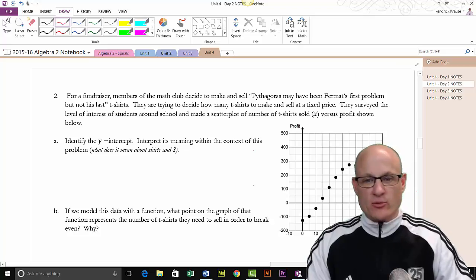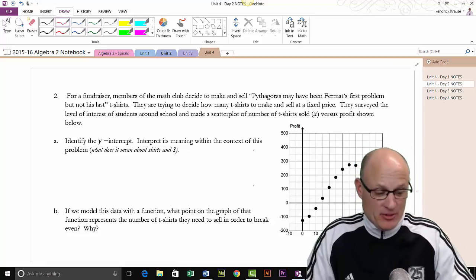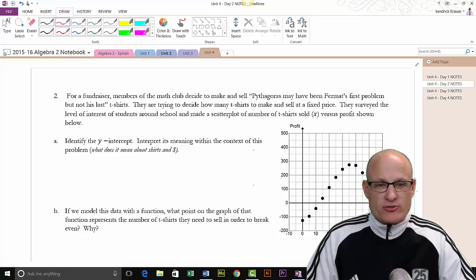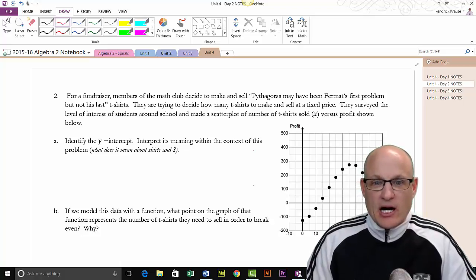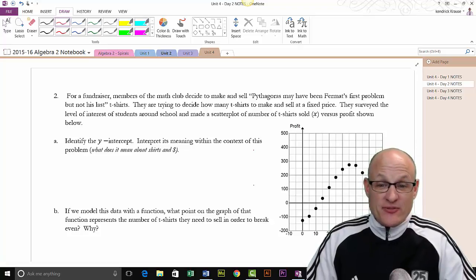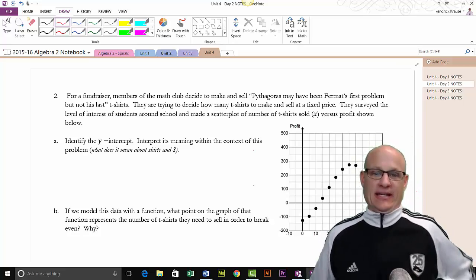All right, so here we go. This clearly looks like a parabola, right? It's a fundraiser, we're going to sell these silly t-shirts, t-shirts on the seashore. We want to decide how many t-shirts to sell at a fixed price. So we're not going to change the price, but we're going to determine how many we're going to sell. So the price is fixed, so how much we're going to sell and what the profit is.